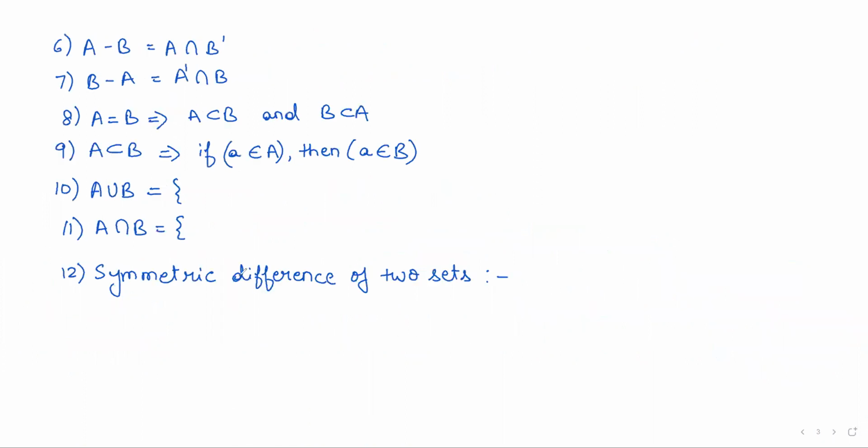Next, there are some other formulas. A minus B is A intersection B complement. Now this we've already proven using Venn diagrams in the last class, so you should go back to that video for further clarification. For these two formulas: A minus B is equal to A intersection B dash, and B minus A is equal to A dash intersection B.